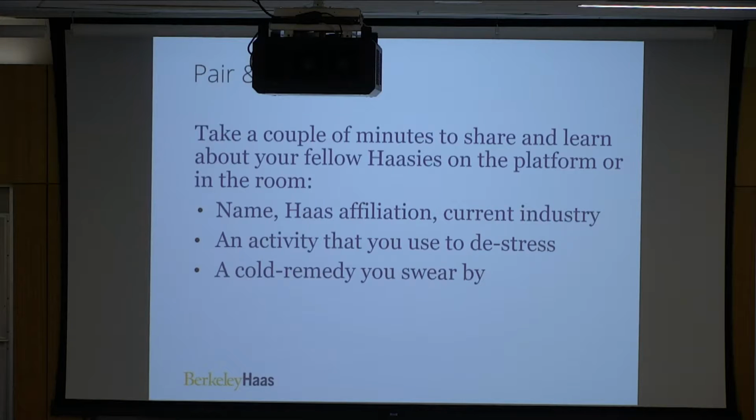so that folks know who they're participating in the session with. Here, for those folks that are here at Berkeley, I'm going to ask you to turn to your closest neighbor and just share a couple of the quick things. One is your name. What is your affiliation to Haas, current industry? What's an activity that you use to de-stress?